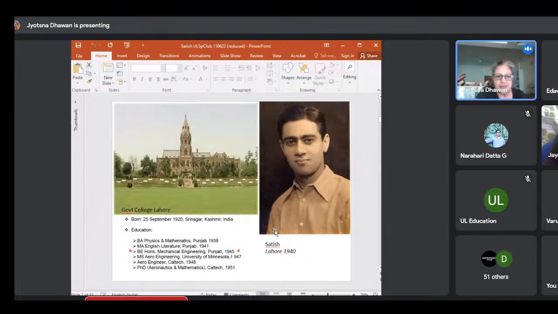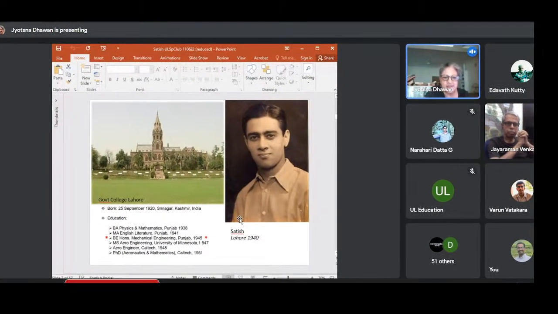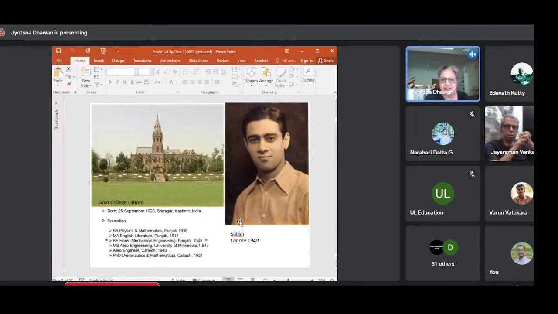Satish grew up in Lahore, went to government college. Many people have commented that he had an unusual list of degrees. You can see his education consisted of BA in physics and mathematics, then MA in literature, then BE, then went on to do MS, etc.